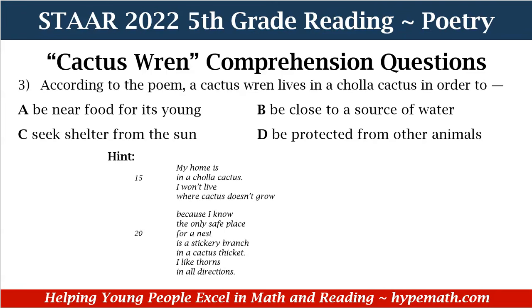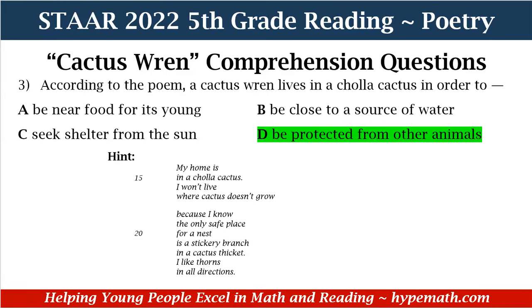So why would the cactus wren like to have thorns of a cactus? Because they are prickly, right? And they have stickery branches. Why would the cactus wren like to live there? Is it to be near food for its young? That's A. Be close to a source of water. C, seek shelter from the sun. Or D, be protected from other animals. What do you think? The reason is the cactus wren uses the cactus as a home.